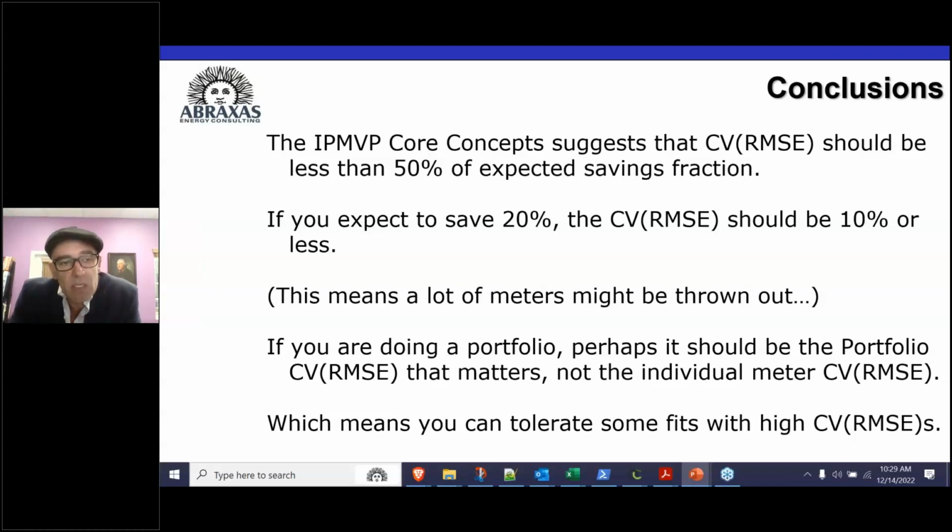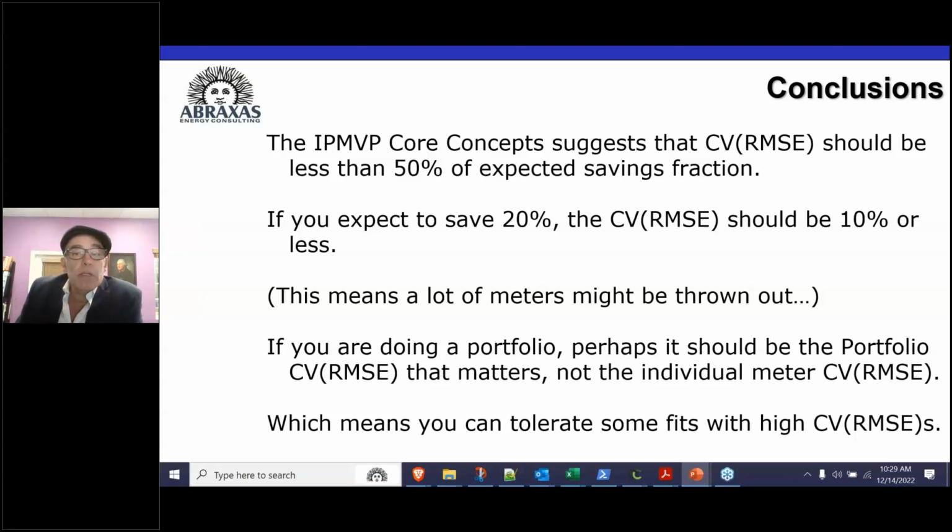If, on the other hand, you want to know every building, how is it doing, and you want a good model for every building, then maybe this is less effective and maybe not the best way to go about it.